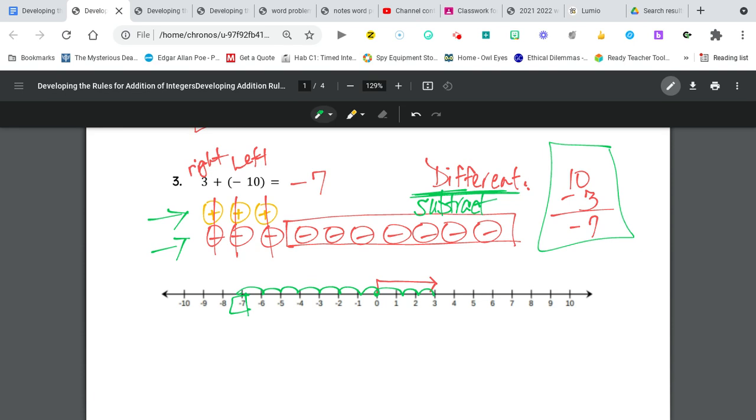You got more negatives, it's negative. You got more positives, it's positive. Or if you're looking at a number line, you can say if it's more to the right, it's positive, more to the left, it's negative. In this particular case, it was more to the left. It was 10 to the left. So it's going to be negative.